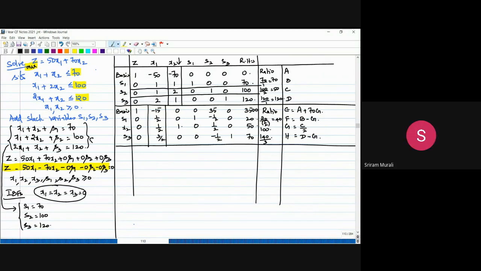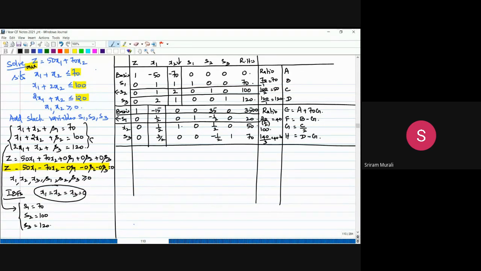So which is the least? S1 is least, Ilya. 40 is least positive. So this is a leaving variable. S2 on the leaving.